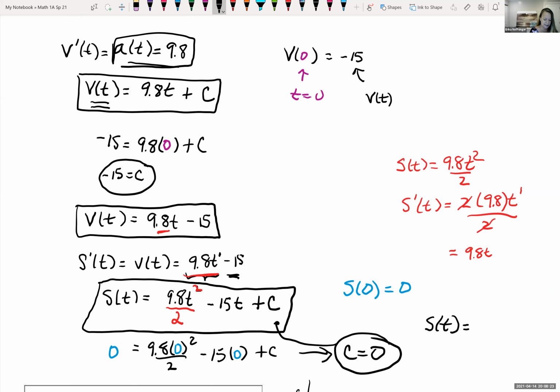So s of t is equal to 9.8 over 2, which I could technically divide, right? So let's just do that really quick. 2 goes into 9 4 times, bring up my decimal point, and I have a remainder of 1. So 2 goes into 18 9 times. So this is 4.9 t squared minus 15 t plus 0, which I don't have to write.